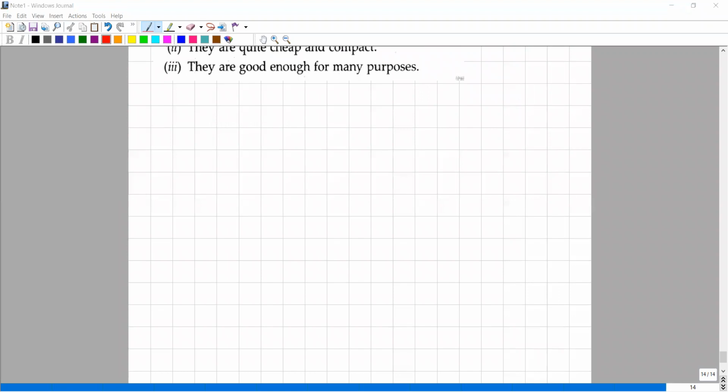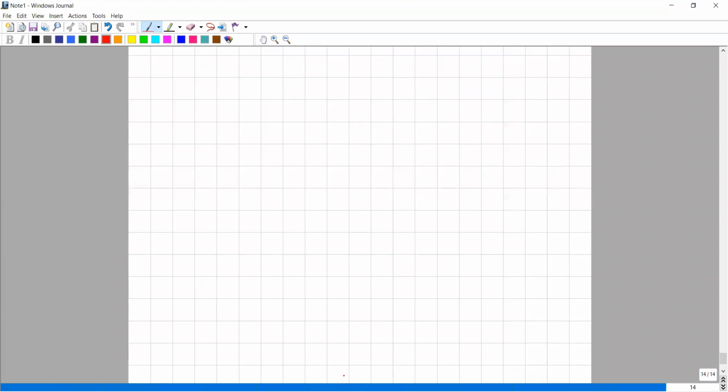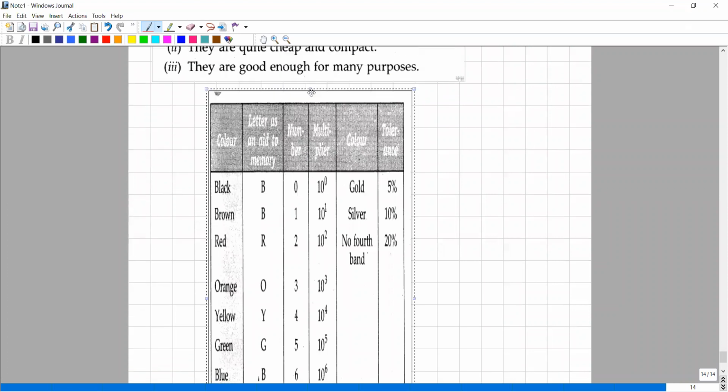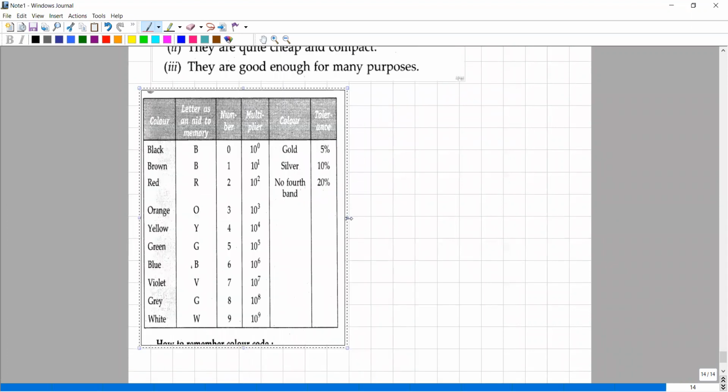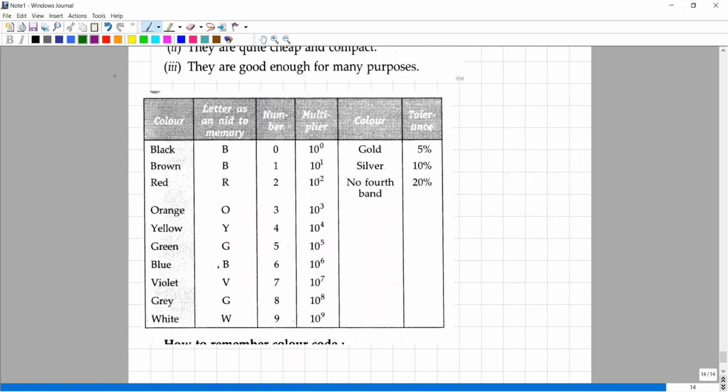So, color coding. First, you need to understand the numbers that correspond to certain colors. Every color has been given a particular number. Black has been given the number 0. Brown is 1. Red is 2. Orange, yellow, green, blue, violet, gray, white. Every color is given a number.